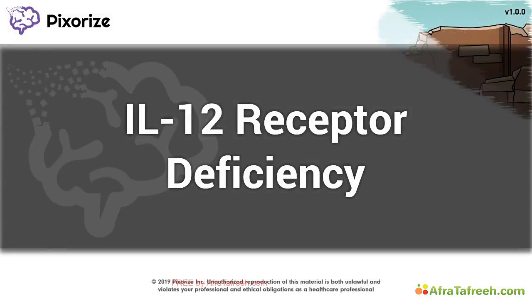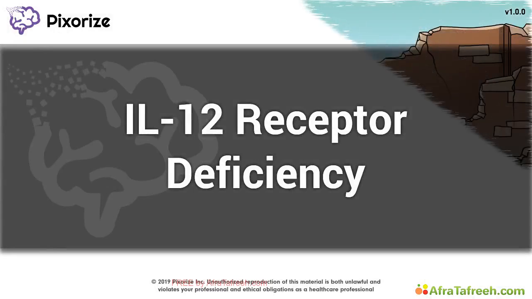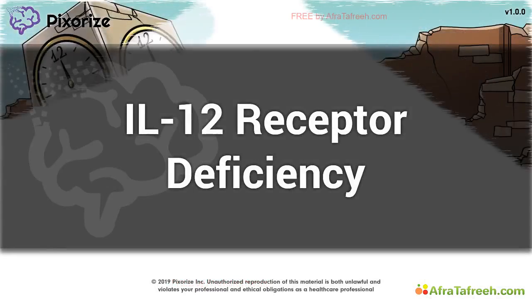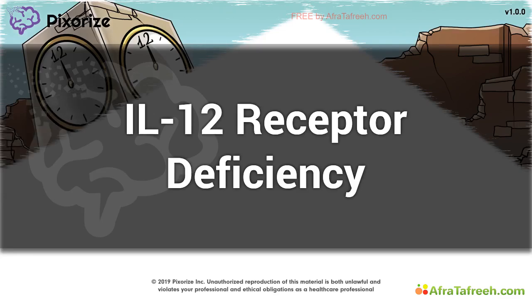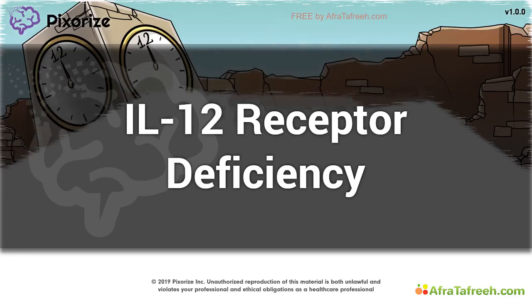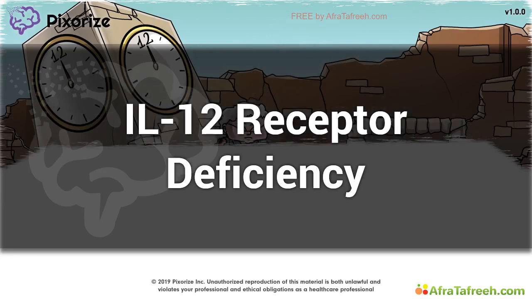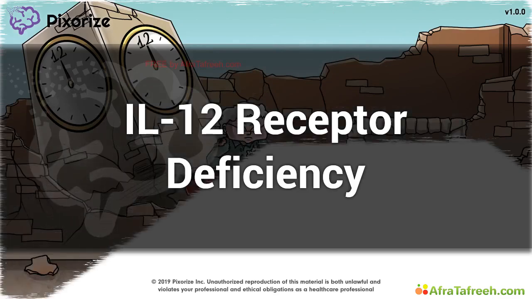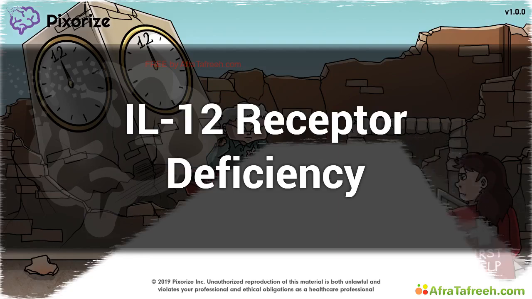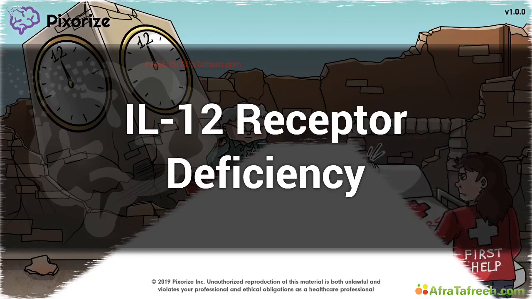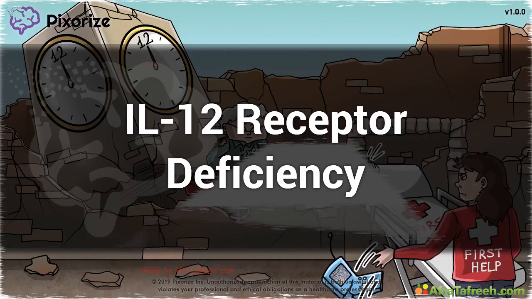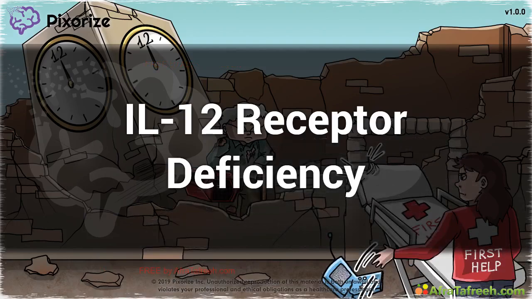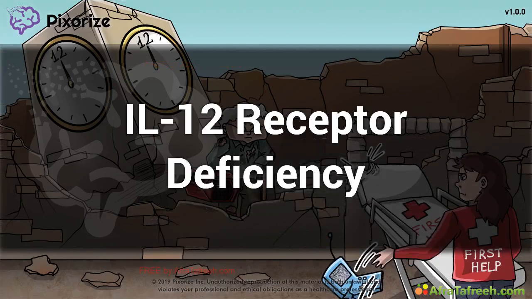IL-12 receptor deficiency is an immunodeficiency disorder caused by defective IL-12 receptors on naive helper T cells. As a result, these cells cannot be induced to become Th1 type effector cells. Overall, this impairs host defense against intracellular pathogens. In this video, I'll share my visual way to remember the key facts about IL-12R deficiency.